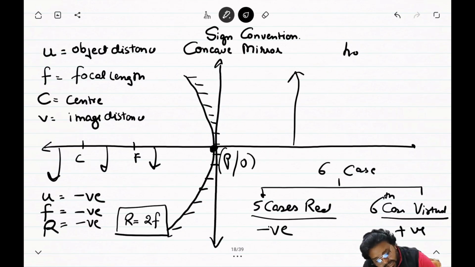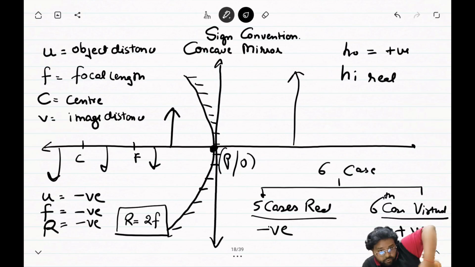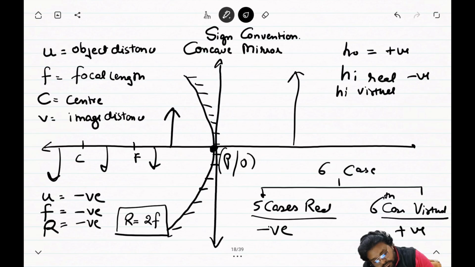Talking about two more things, height of object. Height of object is always kept upright, that means like this, in the positive y direction, so it is positive. And for the image, if the image is real, we get it downwards, so negative. If the image is virtual, we get it upwards, so it is positive. So these are the sign conventions of the concave mirror, and these are used in numericals. We are not going to discuss numericals in this lecture. We are just going through the theory topics in this lecture.